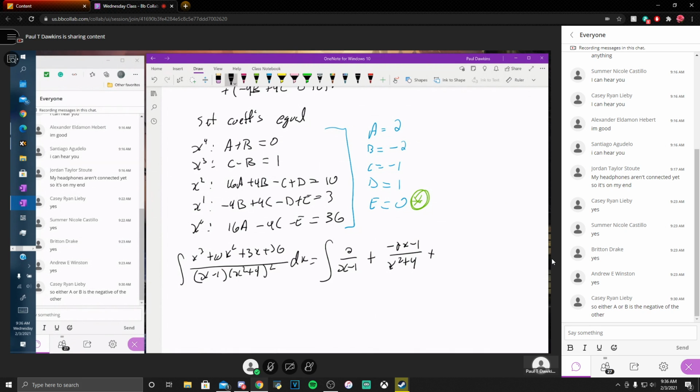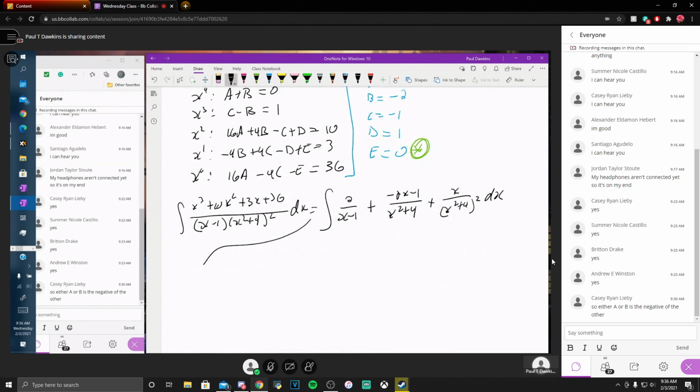And then the last one, it was dx plus e over the squared term, but e was 0 again, d was 1, so just x over x squared plus 4 quantity squared. Don't forget that squared there. And then dx. So plugging everything in, trying to be careful with that, that's what we've got. All right. Now, let's do a little bit of a rewrite here.